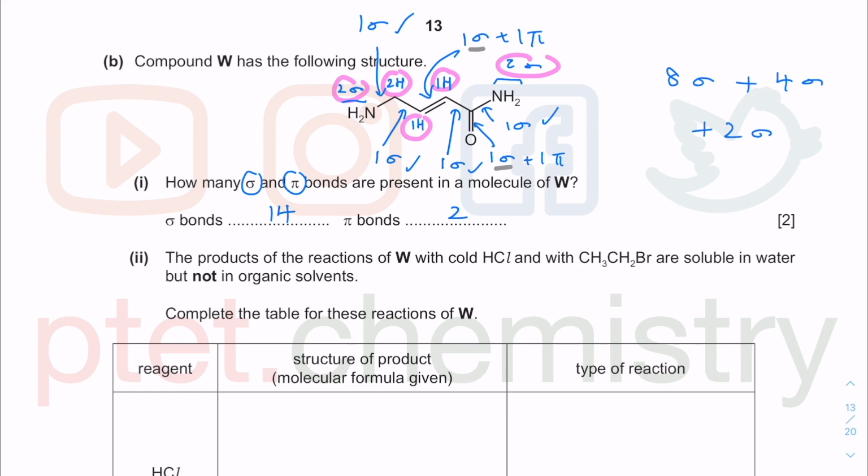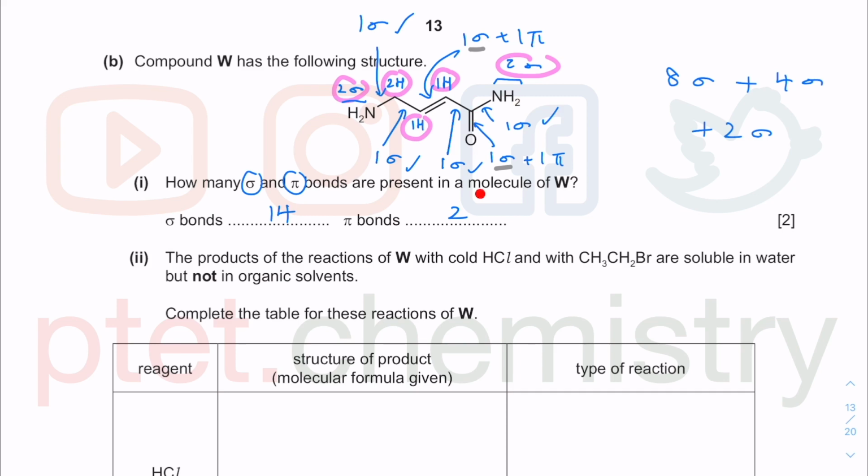Just to double check, 2, 3, 4, 5, 6, 7, 8. Where am I? Hang on. 2, 3, 4, 5, 6, 7, 8, 9, 10, 11, 12, 13, 14 sigma.